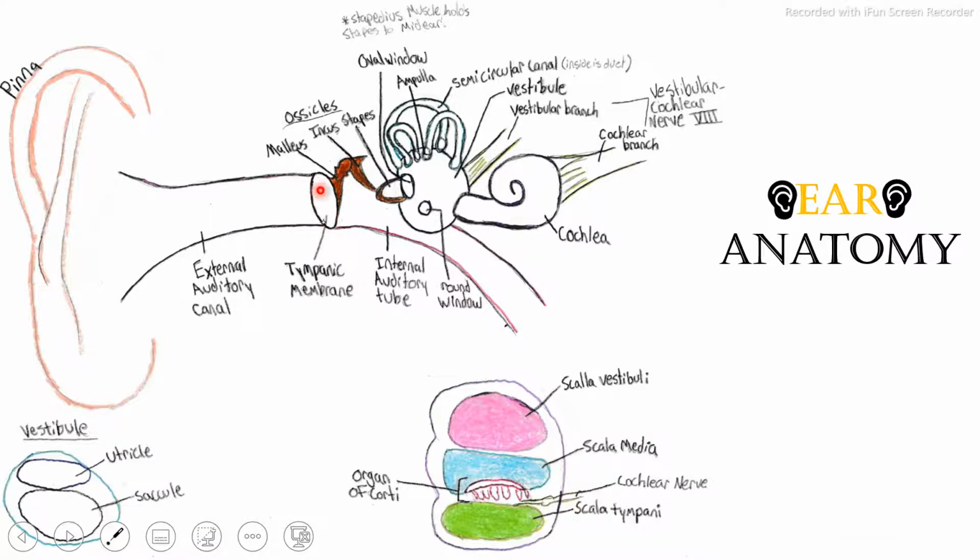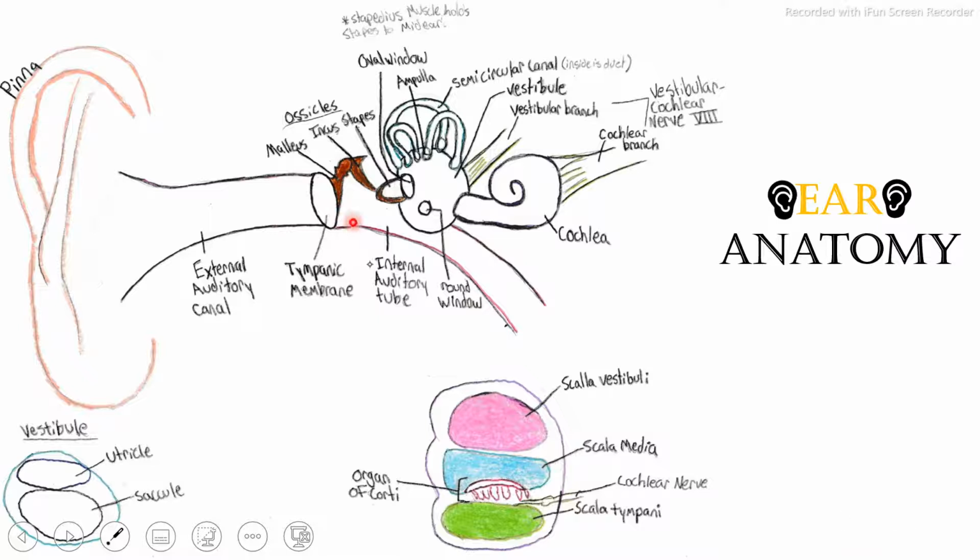Next we have the tympanic membrane here. It separates the external and the middle ear here. And the appearance when you look into somebody's ear, it should be like a pearly white. It should be shiny.